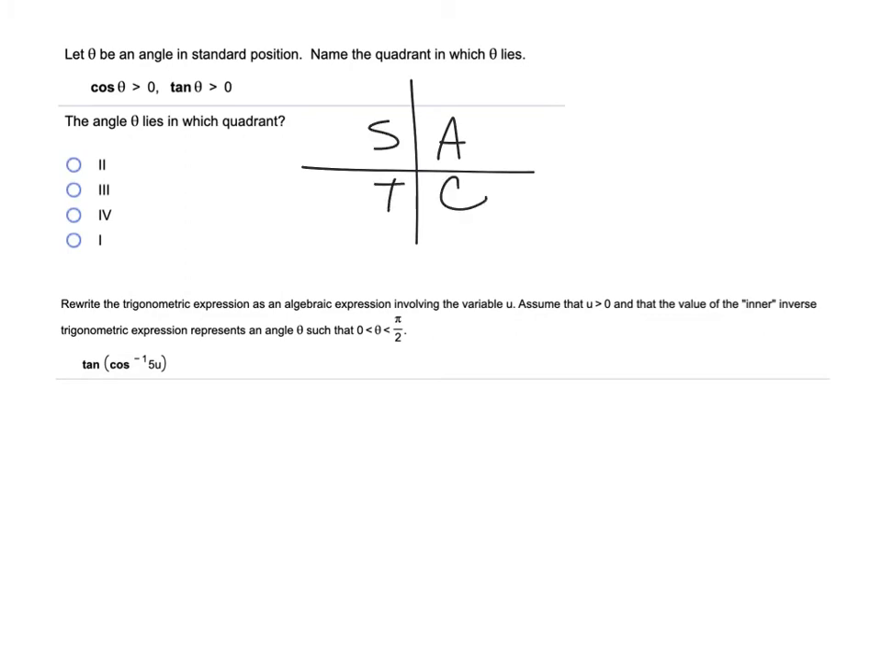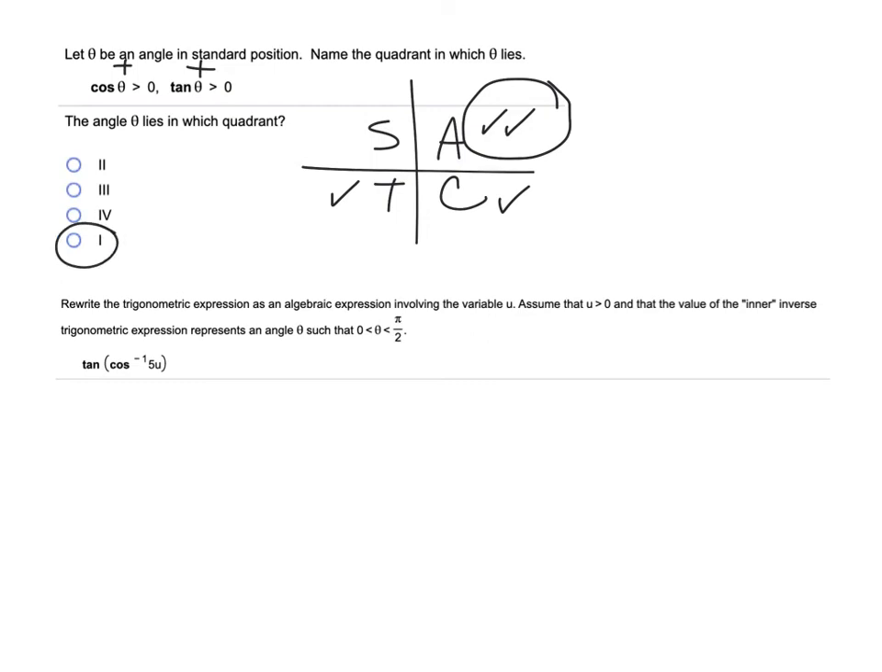So for the first one, the cosine is greater than 0. So where is the cosine positive? We know our cosine is positive in the first and the fourth. Now let's do tangent. Tangent is greater than 0, so that's positive. Tangent is positive in the first and third. Therefore, theta lies in the one that satisfies both situations, which would be quadrant 1.